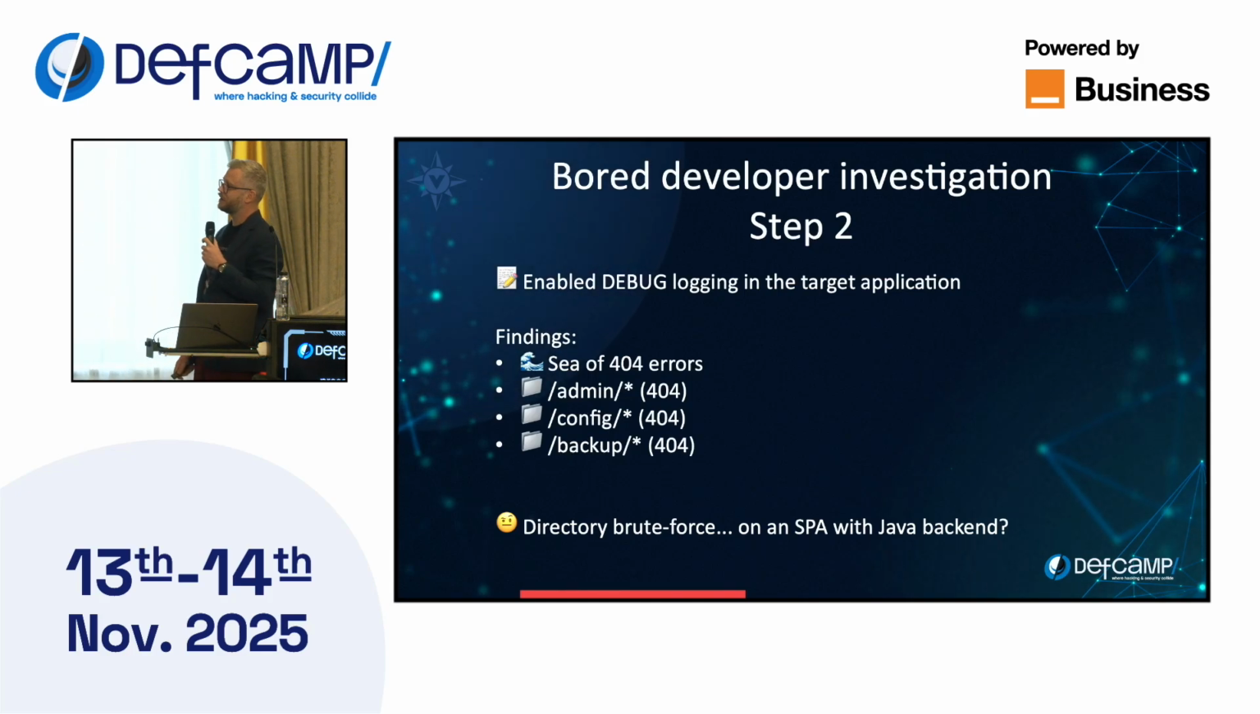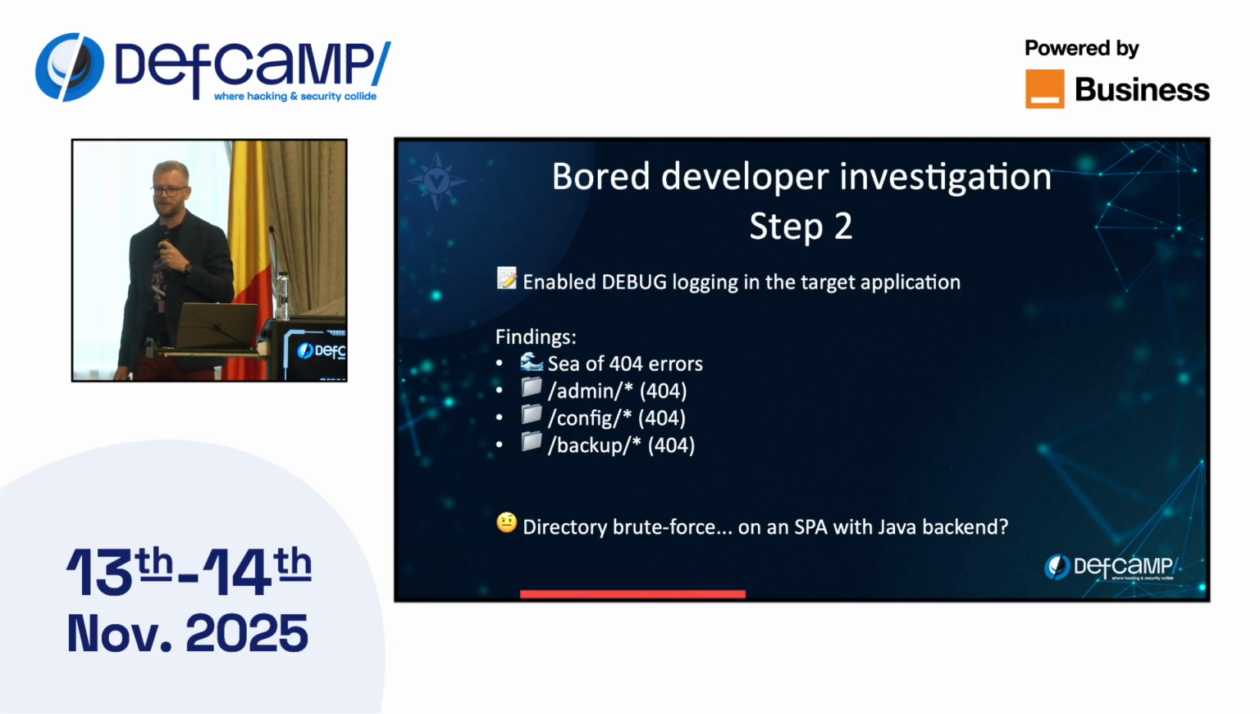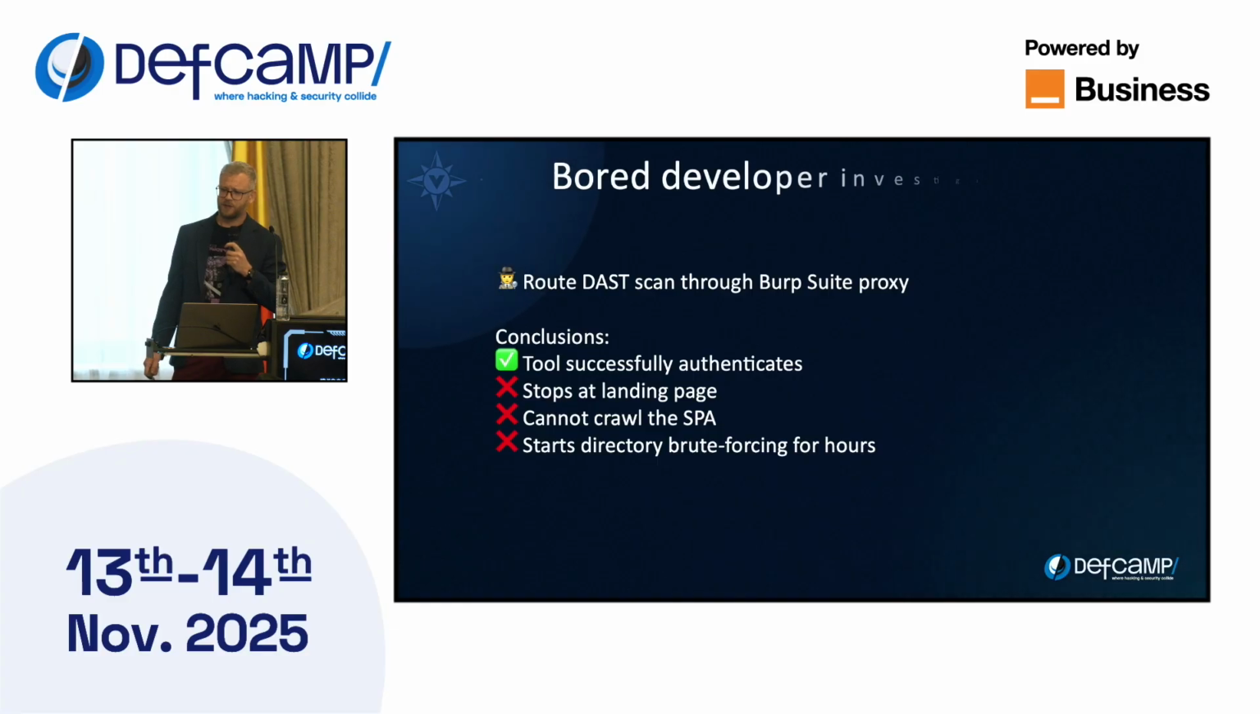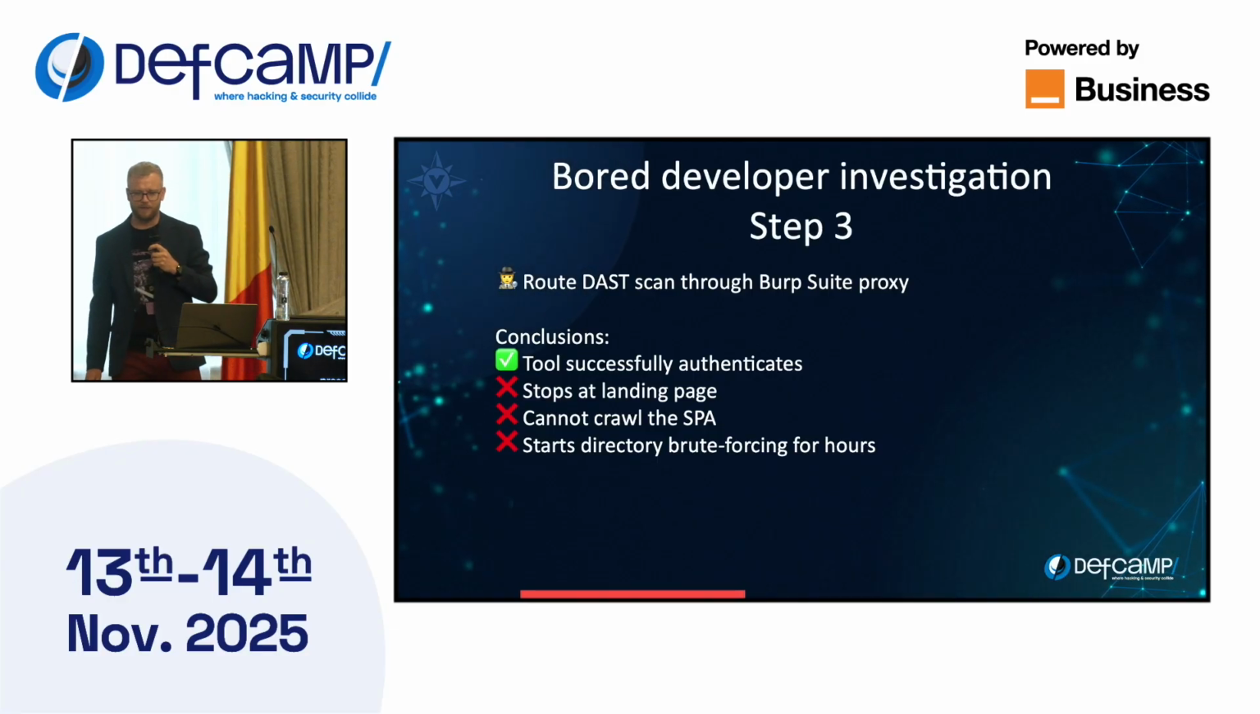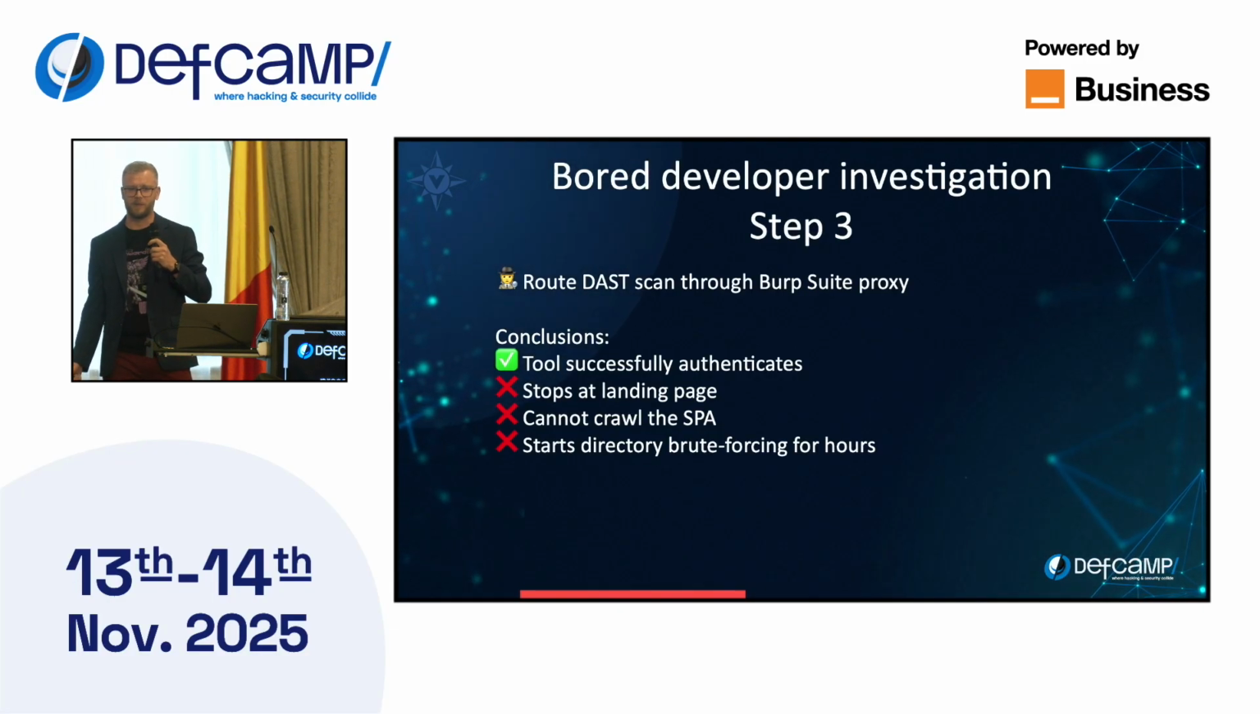So I started seeing that there were a lot of 404s. I started seeing admin, config, backup, and other directories in the log. And then I was like, okay, this seems like a plain old simple directory brute forcing on a single page application that has a Java backend, which doesn't make any sense, right? So then, what can we do about it next?